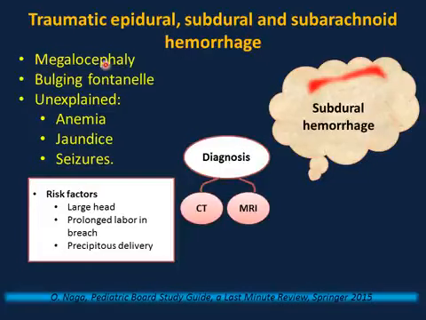The clinical presentation: megalocephaly, bulging fontanelle, unexplained anemia, jaundice, and seizures. The most common type of intracranial bleed in full-term infants after difficult delivery is subdural hemorrhage because of tearing of bridging blood vessels. Very important to keep child abuse in the differential if this occurred after hospital discharge. Risk factors: large head, difficult deliveries, prolonged labor and breech, precipitous delivery, instrumented delivery. Diagnosis is by CT scan or MRI.